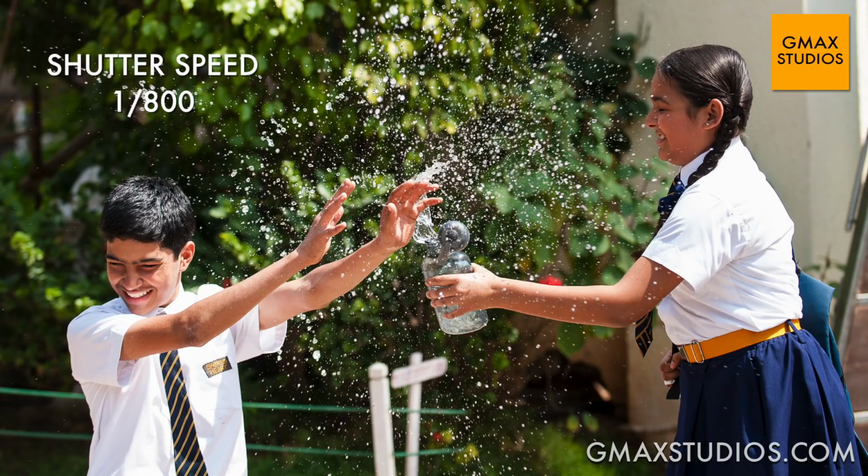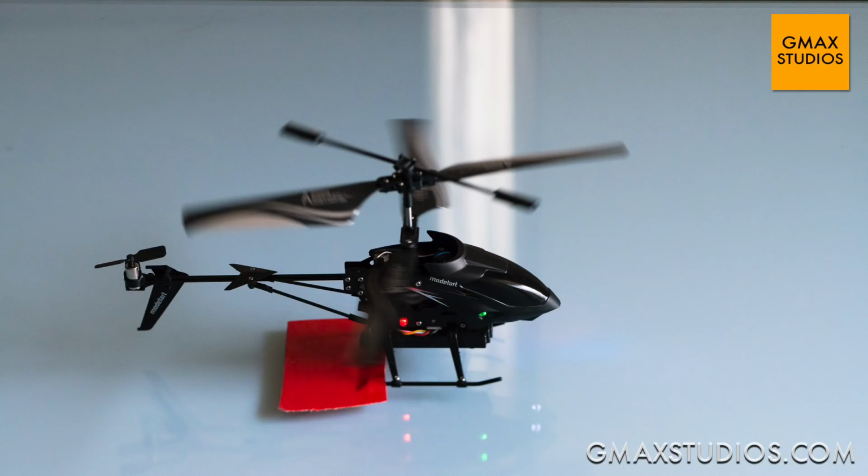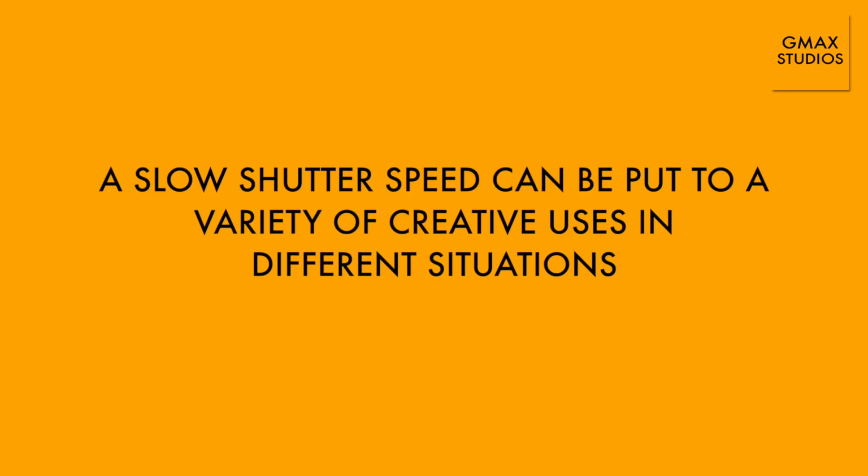One thing to remember here is that it is not as if all frozen action pictures are good and all blurry movements are bad. It depends on what effect you are trying to achieve. For example, this red tape aside, I personally prefer this photo where the blades are blurred because it gives me a sense of movement, while this one looks pretty lifeless. So a slow shutter speed also has its uses.